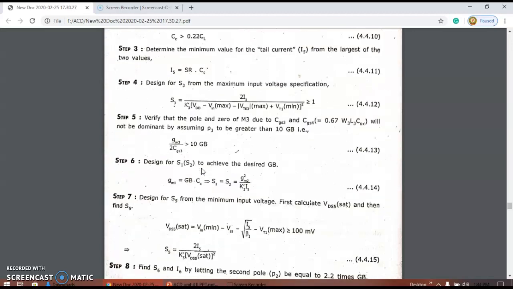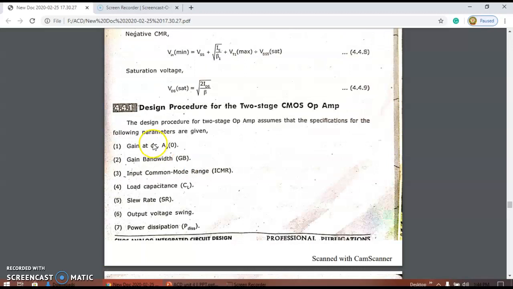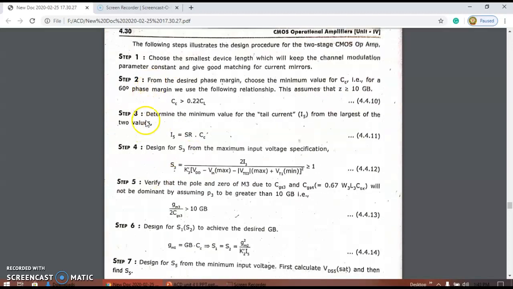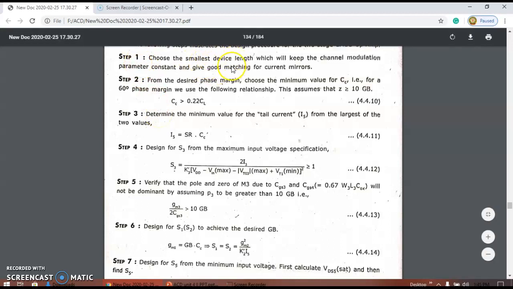Okay, so already we have seen these: gain at DC, gain bandwidth, input common mode range, load capacitance, slew rate, output voltage swing, and power dissipation. And we are taking some of the steps here. We are taking 10 steps here. The first one, we are choosing the smallest device length, and the second one, we have to keep the minimum value for the compensation capacitor. We have to keep the minimum value of the current here.